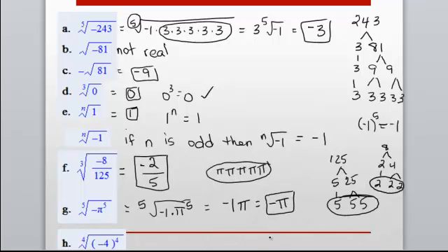So what could have been a shortcut here? The 5th root of -pi to the 5th, the index and the exponent are opposites. They're going to cancel each other out. Okay, the only thing you have to worry about is if you have an even index and/or an even power. You need to take care of what's under here first.